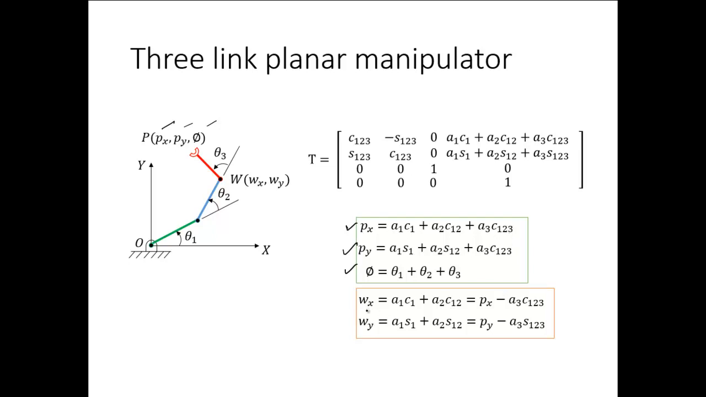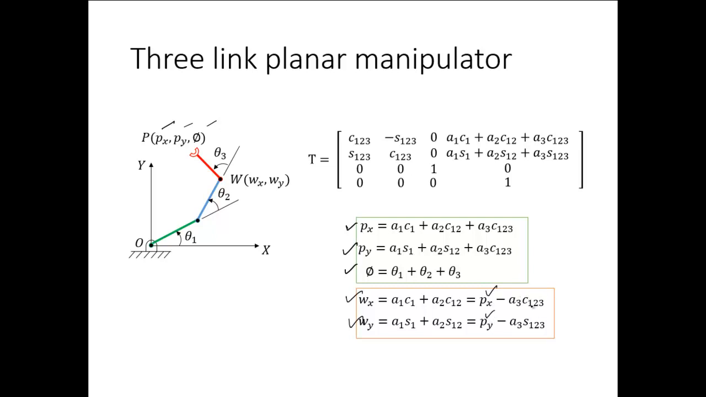So if we know Wx and Wy, then we can simplify this as a two-link manipulator problem and get the values of theta 1 and theta 2. Now if we look at this right expression, which is Wx, it's Px minus something. Px and Py we know, since they are given in the inverse kinematics, but what about this?